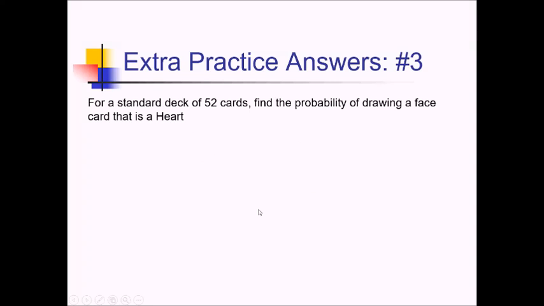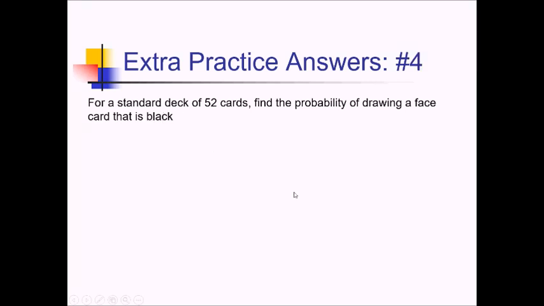On this one, we're trying to find the probability of drawing a face card, that is a heart, out of a deck of 52 cards. So our total possibilities are 52, total possible outcomes. And then how many face cards are hearts in a deck of 52 cards? Well, there's 3 hearts that are face cards, the Jack, the Queen, and the King of Hearts. So that's 3 out of 52. And let's see here, can't reduce that, so that's going to be as good as it gets.